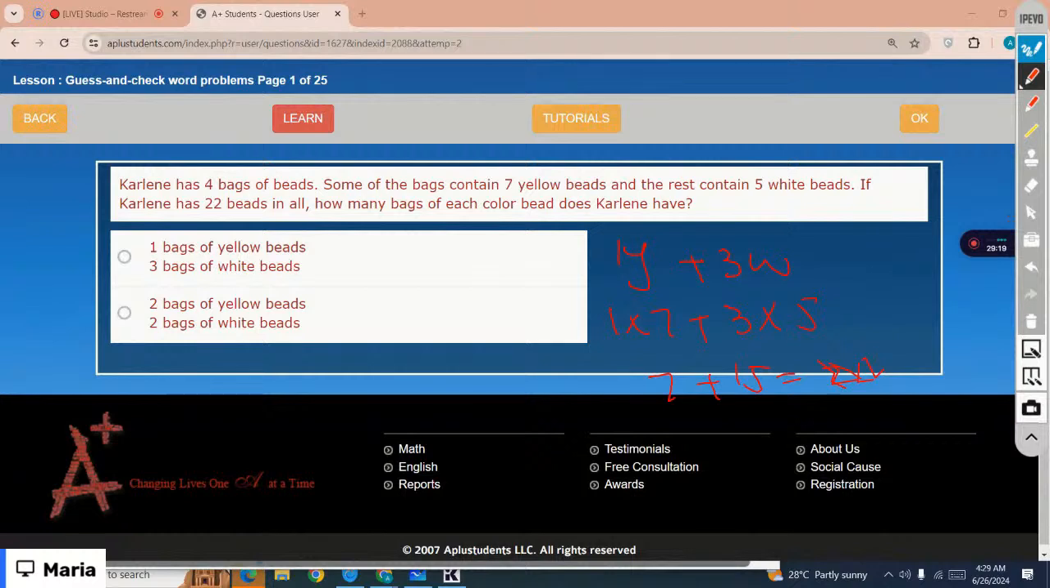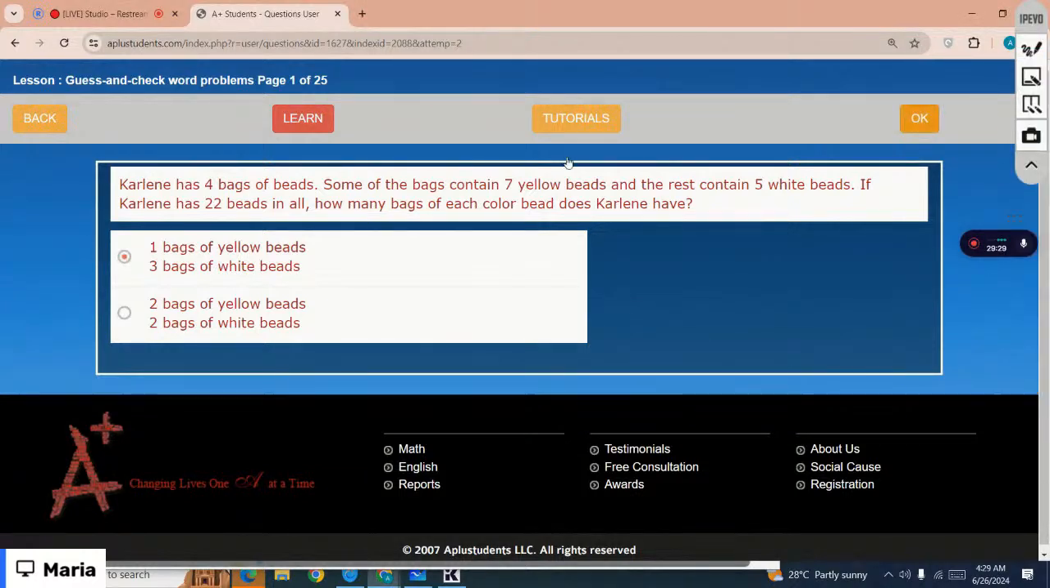The correct option is option number 1, that is 1 bag of yellow beads and 3 bags of white beads. Option number 1 is the correct option.